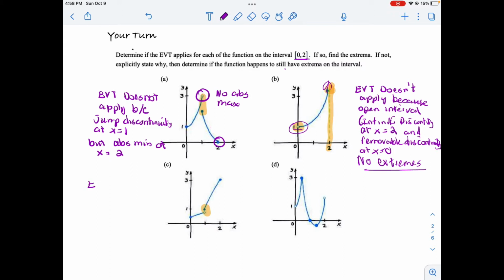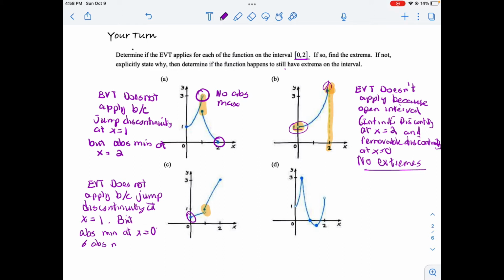Okay, see, there's another example where the extreme value theorem does not apply because we have, again, a jump discontinuity at x equals 1. But even though we have a jump discontinuity and we cannot apply the extreme value theorem, this function actually has an absolute minimum and an absolute maximum. The absolute minimum occurs at the point x equals 0.